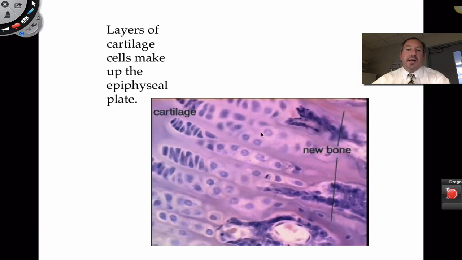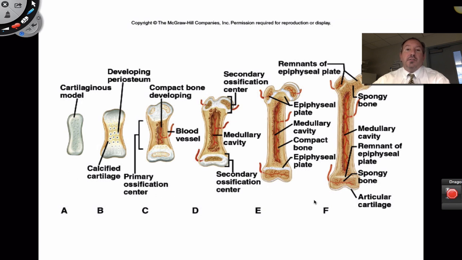Here is an actual micrograph of the epiphyseal growth plate. So here's the point of cartilage and then the new bone is being put down right here. And here, I like this diagram because it shows the whole formation from when we were a fetus to when we're a fully grown adult and the bones are not growing longer anymore.